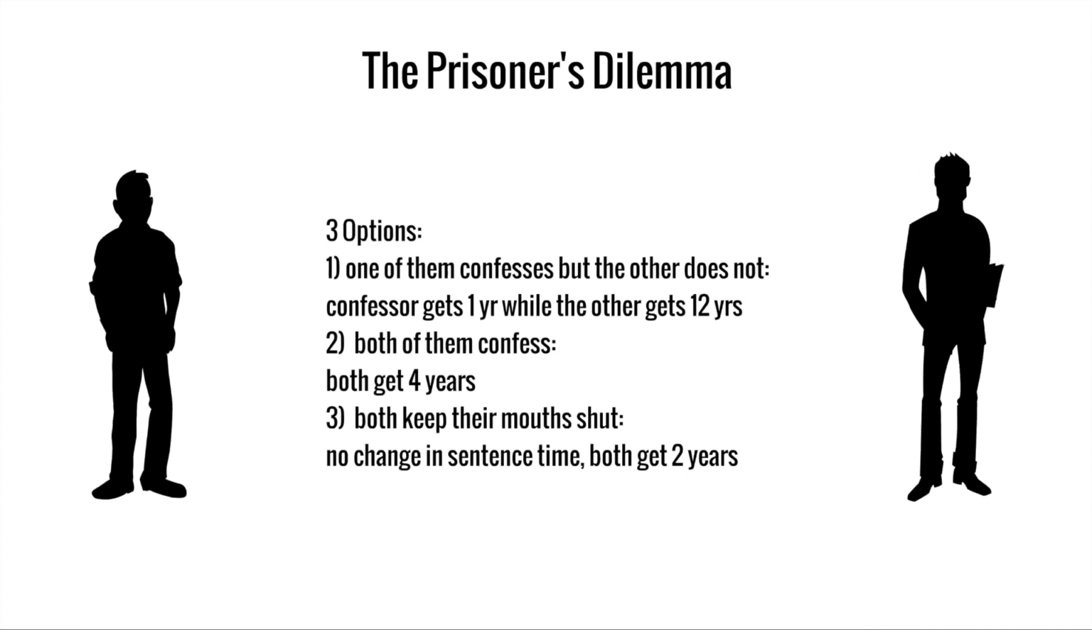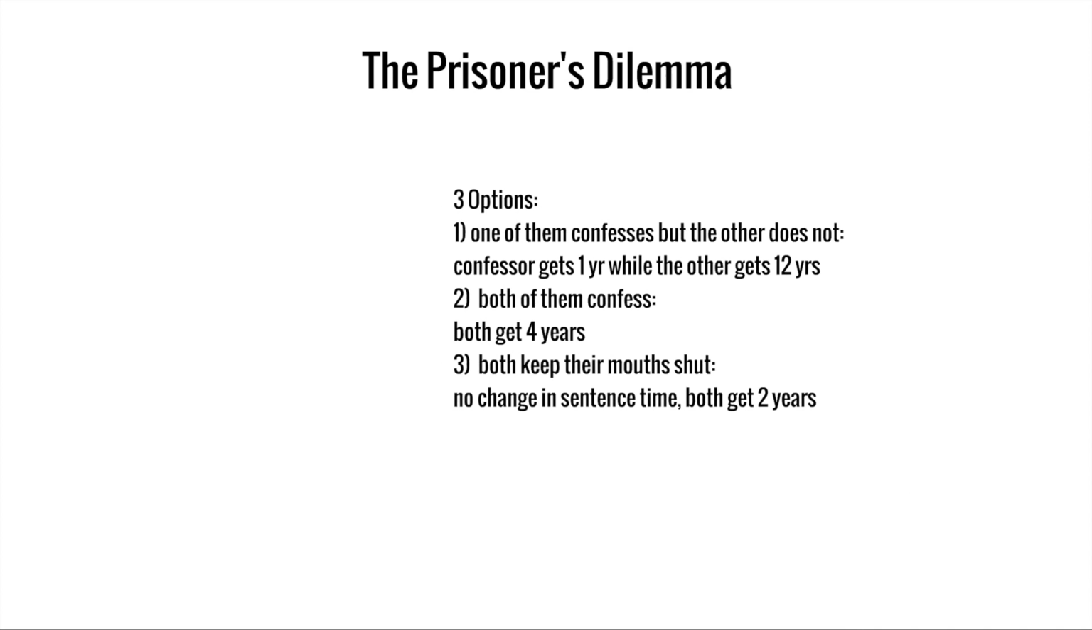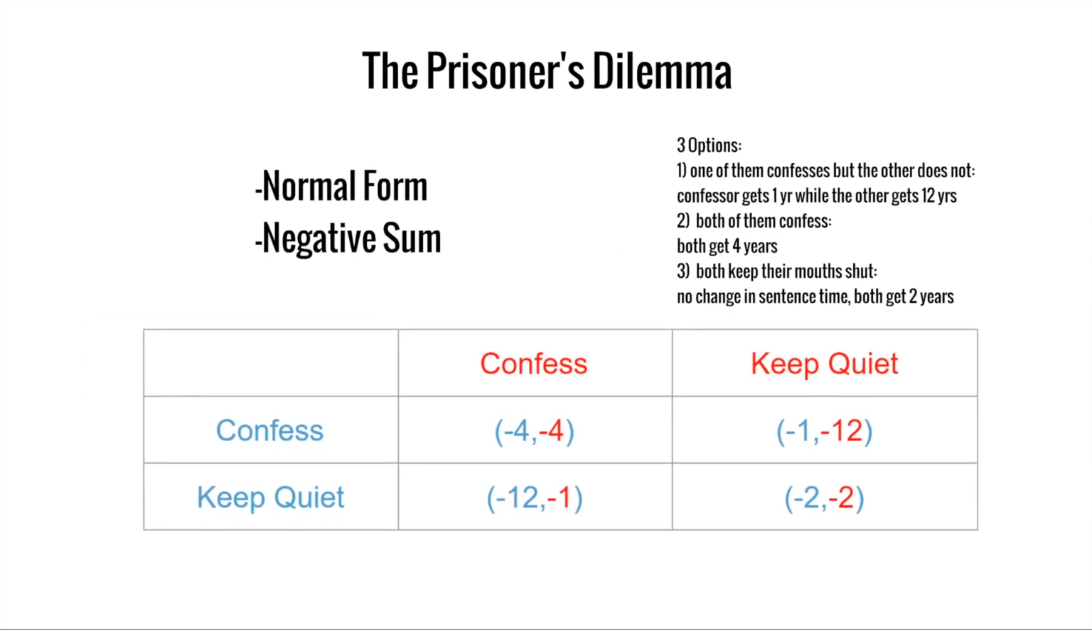If one of them confesses about the greater crime, but the other does not, the confessor will get a sentence 1 year shorter, while the other will get a sentence 10 years heavier. If both of them confess, they will both get a sentence 2 years longer. However, if both keep their mouths shut, then they will only be given sentences for the original crime. This problem can be represented by a normal form, non-cooperative game, showing the payoffs of each strategy.